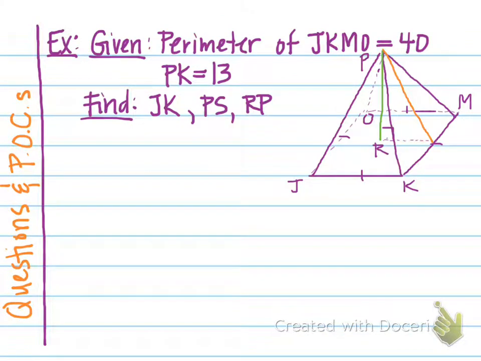Okay, last example. This one is using a square-based pyramid. We know that the perimeter of JKMO is 40. JKMO, if you look at the picture, is the square base. And I know it's a square because I see the tick mark, so all the sides are congruent. If the perimeter is 40, that means each side of that square base is going to be 10.